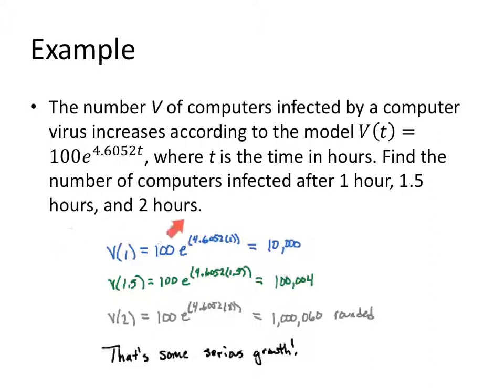A half an hour later, so when time is 1.5, now this growth is at 100,004 computers that are infected just a half an hour later. And then finally after 2 hours, substituting 2 for my time, letting the calculator do the work, we have over 1 million computers that are infected in just 2 hours. And this actually all starts with just 100 computers. So be careful when you're using somebody else's computer. Make sure you don't send this out into the world, at least not on accident. Thanks for listening.